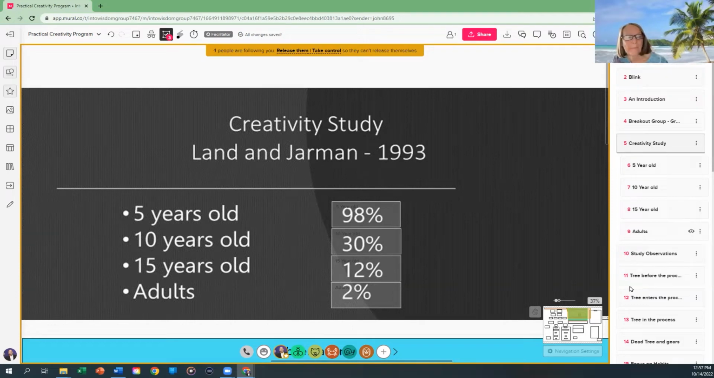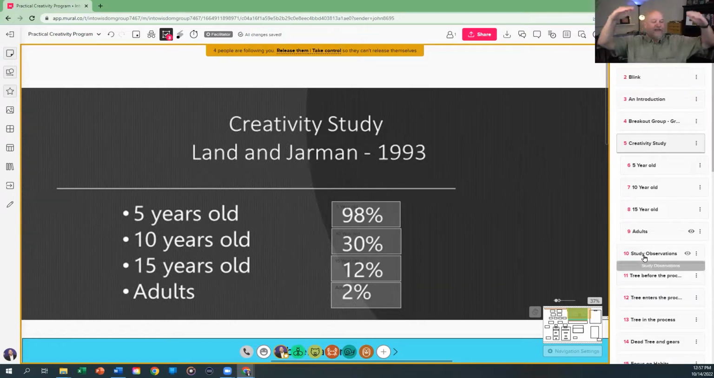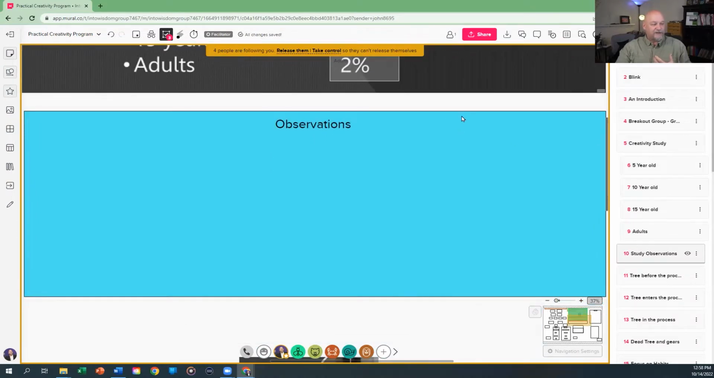So what I want you to do is take a moment and think about that. Look at all those numbers. And I want you to give me some observations, and I'm going to show you kind of how this works. In just a moment, I'm going to turn you loose.